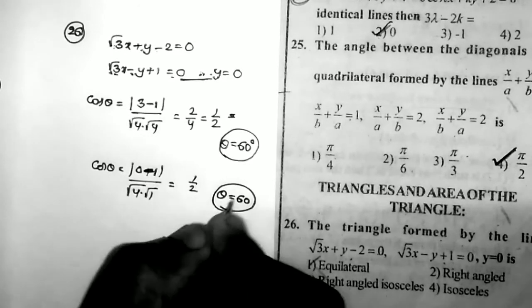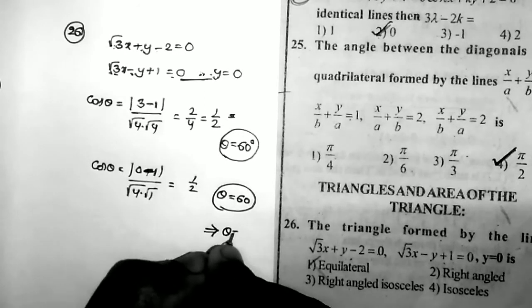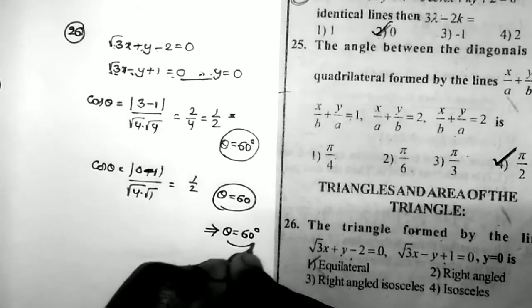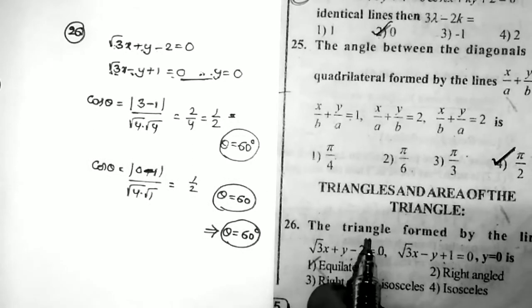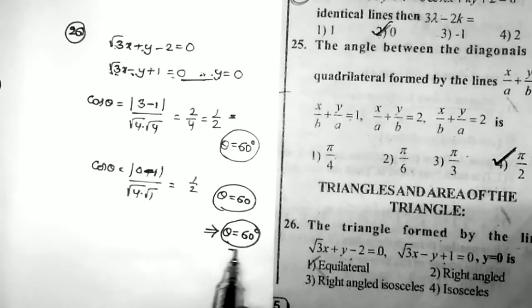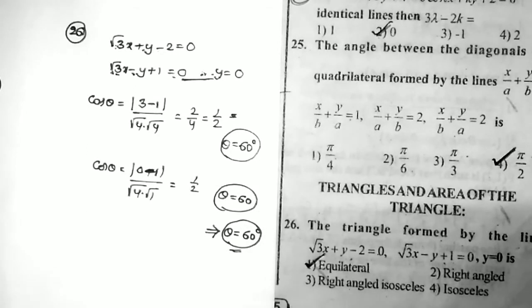So two angles are 60, which means automatically the third angle is also equal to 60, since the sum of the three angles is equal to 180 degrees. That is, the third angle is also equal to 60. Therefore the given lines form an equilateral triangle. That's all.